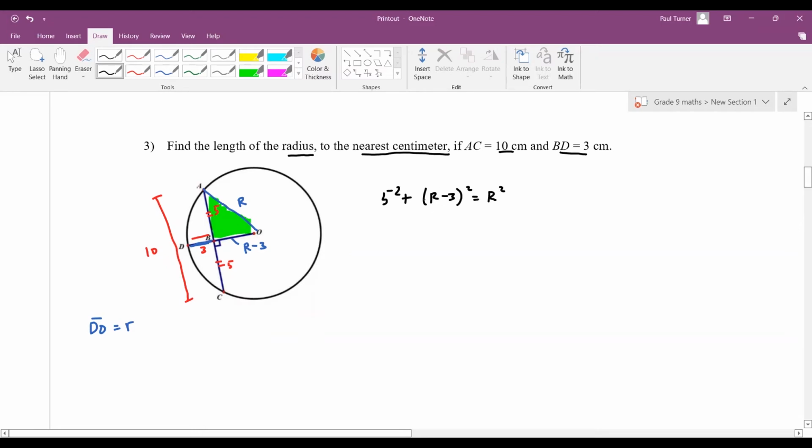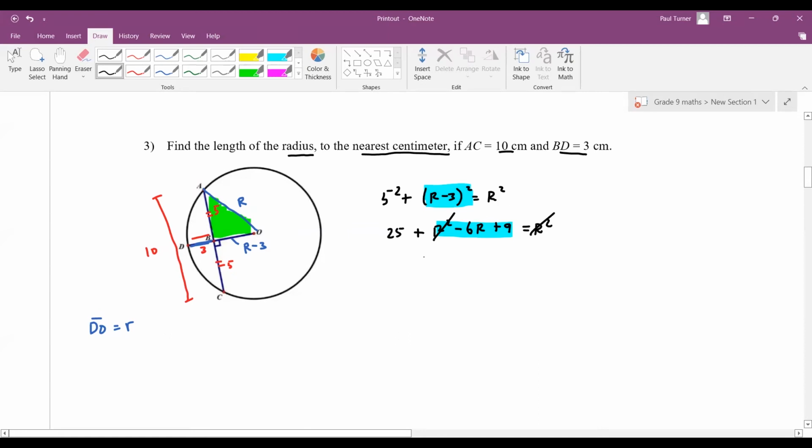So now we need to expand this part here. So we'll have 25 plus R squared minus 6R plus 9. So just review your binomial expansion here. You should get this number. And then that will equal to R squared on that side. Now, the good thing here is that the R squared will cancel. Okay. And then we'll isolate the minus 6R.